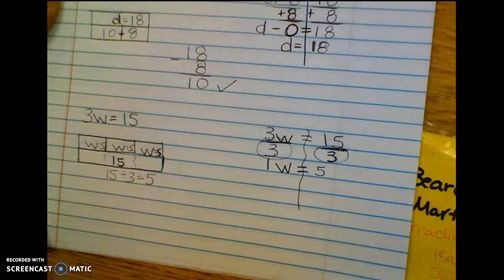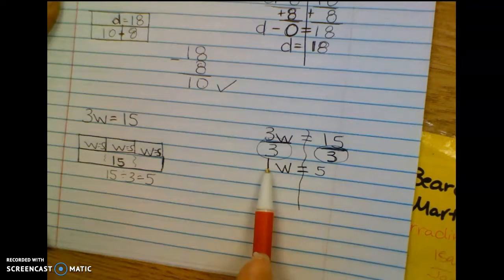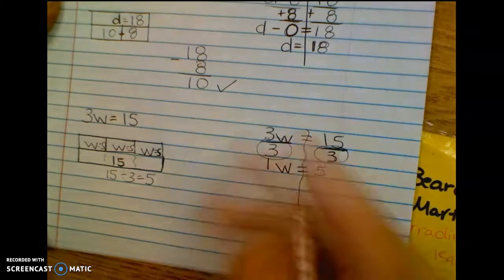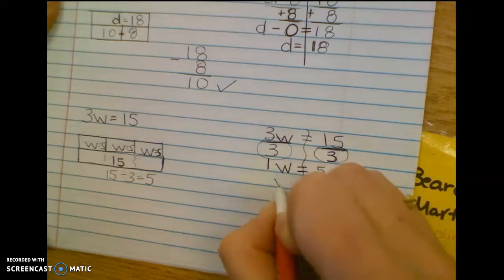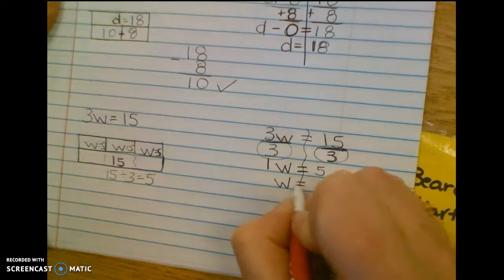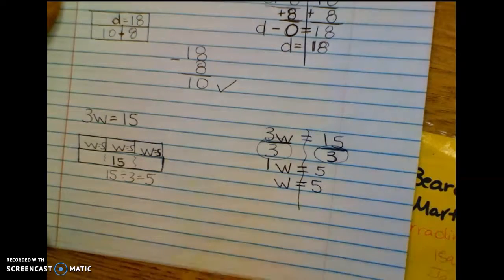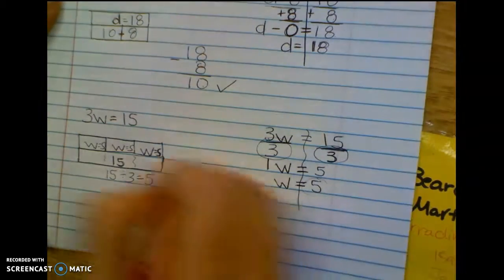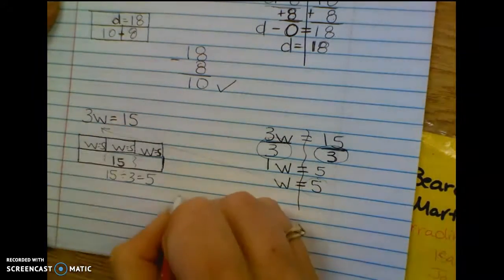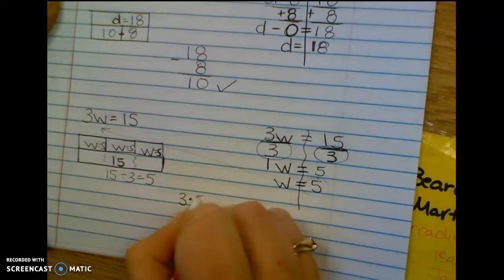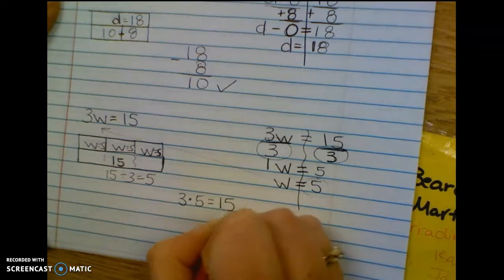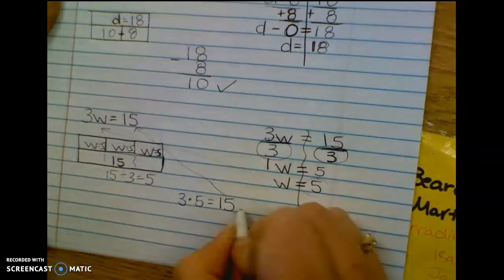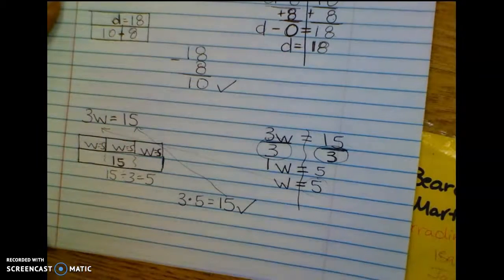This is the identity property of multiplication. 1 times anything is going to be that thing. So one group of W is simply going to be W. So W has to be the same as 5. Again, I can do my check, plug that back into the same problem. 3 times 5 equals 15. That's what I should get. So check, I got that correct.